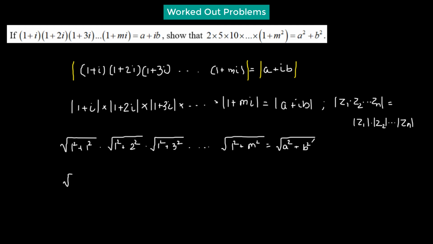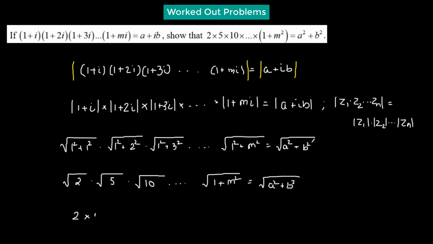So the first value will be the square root of 2, times 1 squared plus 2 squared, which is 5, times 1 squared plus 3 squared, which is 10, all the way up to 1 plus m squared, and this value will be equal to the square root of a squared plus b squared. We finally square both sides, so that leaves us with 2 multiplied by 5 multiplied by 10 all the way up to 1 plus m squared, which is equal to a squared plus b squared. So this is proved. Let's move on to the next question.